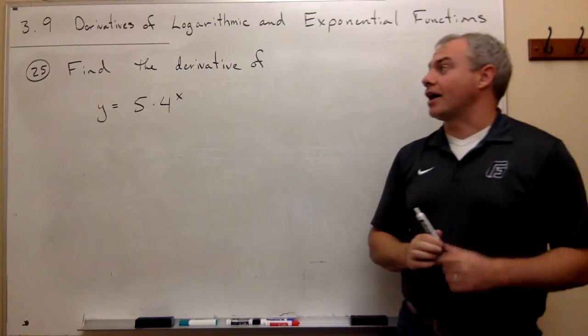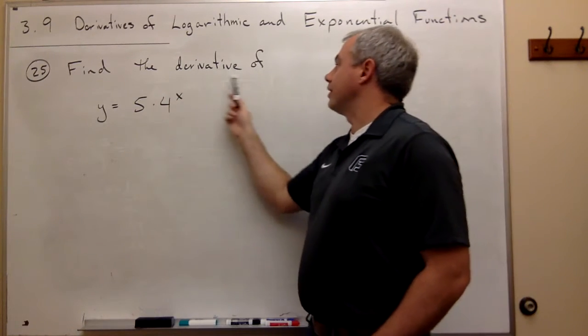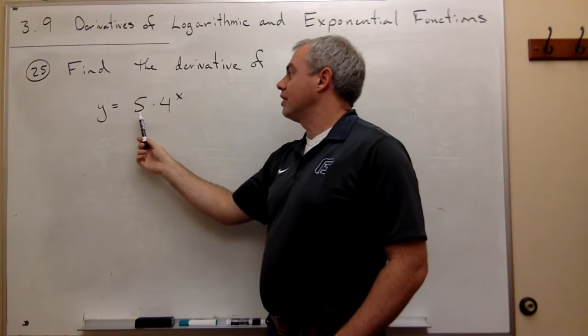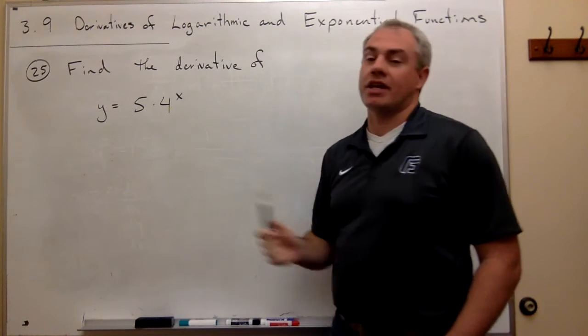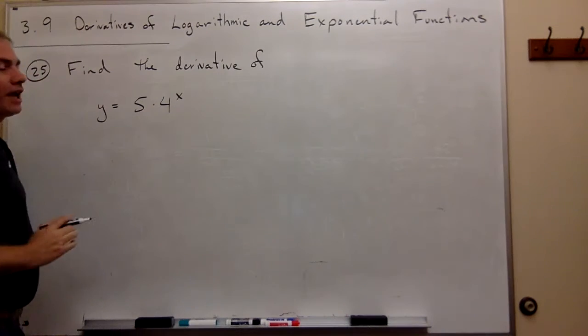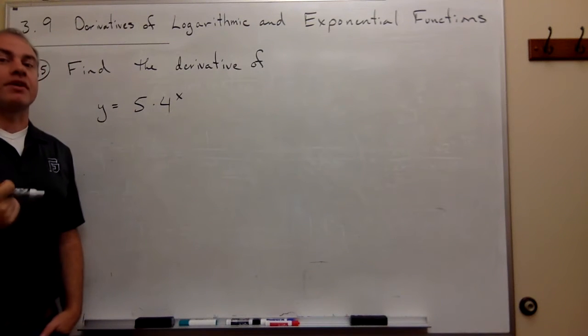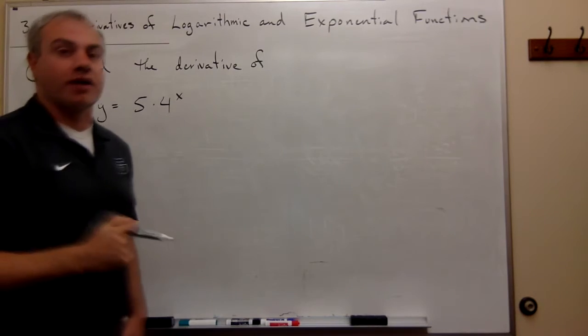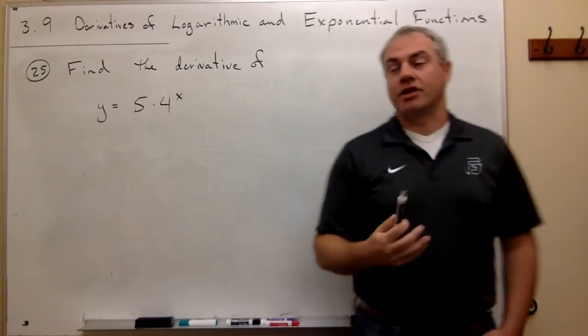Problem number 25, I want to find the derivative of y equals 5 times 4 to the x. Okay, so we will have 5 times 4 to the x. Let me just mention something that students do wrong once in a while, and I want to make sure that you don't fall into the same trap.